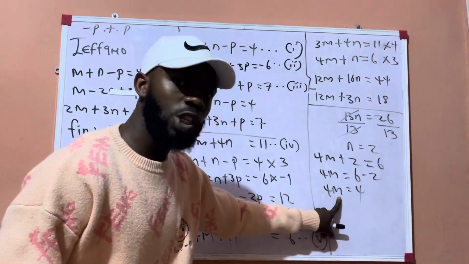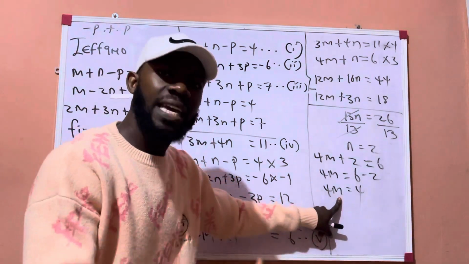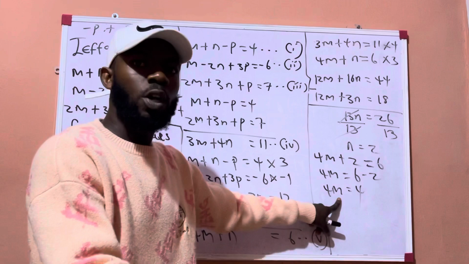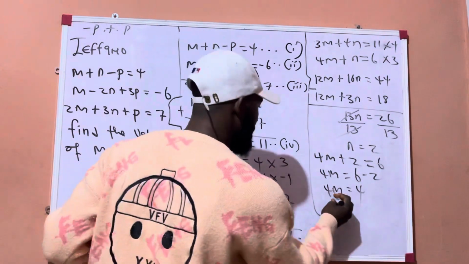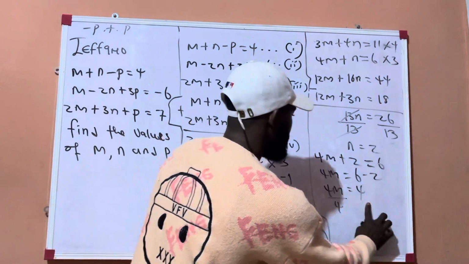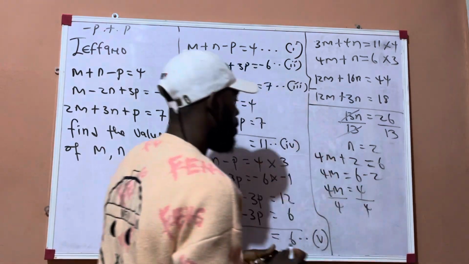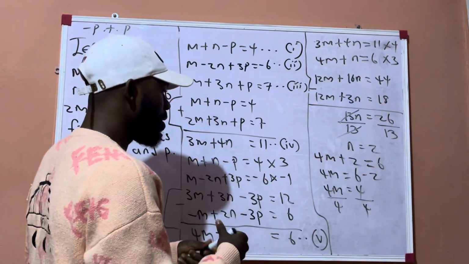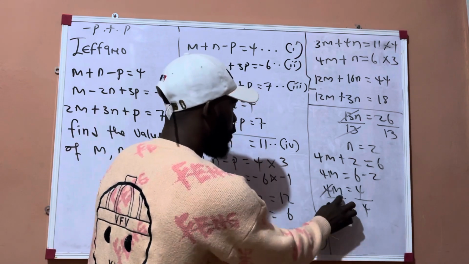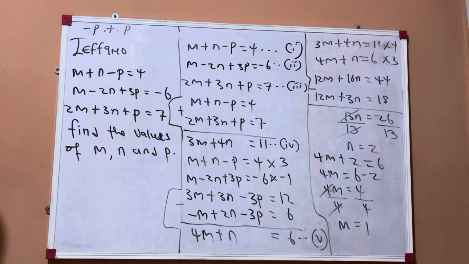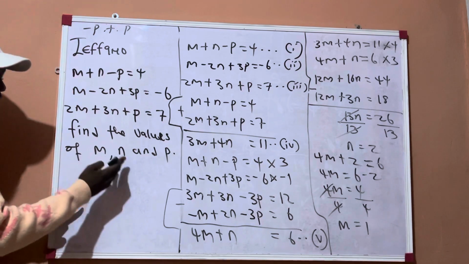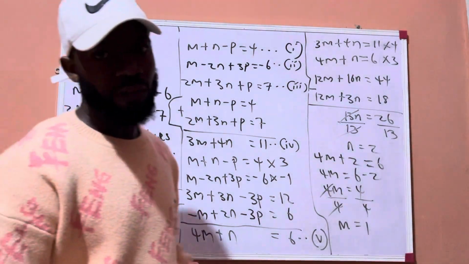Again, making m the subject of the formula simply means making m stand alone. And for m to stand alone, I have to divide both sides by 4. So, class, what does that mean? It means when 4 cancels out 4, I have m is equal to 1. Okay, now I have gotten two values, m and n. Now, we still have one left, which is the value of p.